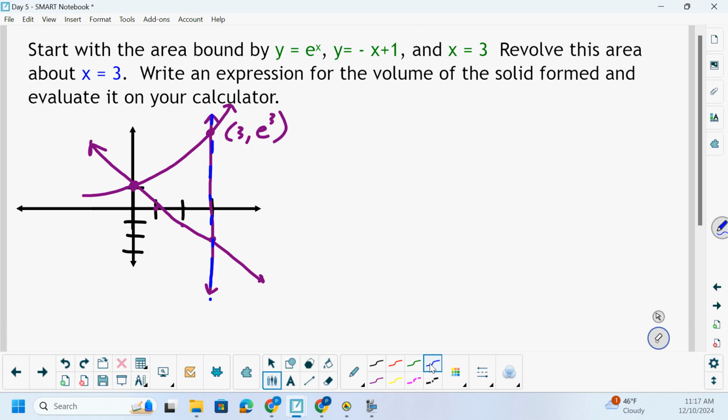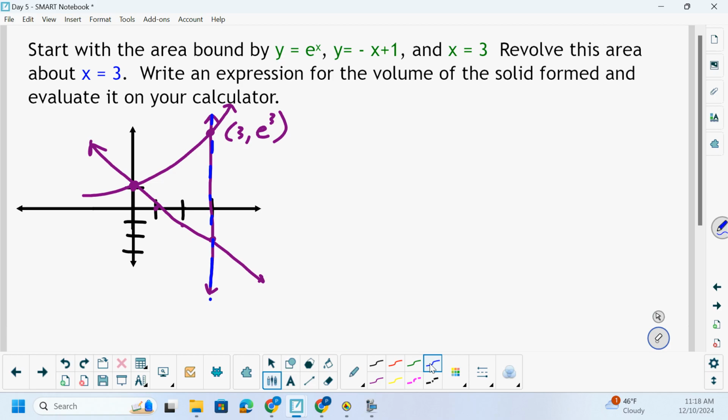So 2 things are different with this example compared to the other ones. There's no gap between our region and what we're rotating around, so this is going to be a disk as opposed to a washer. One other issue we have to contend with is we're going to be slicing this perpendicular to that x equals 3. So we'll be doing horizontal slices, which will chop the y-axis. So this is a dy.